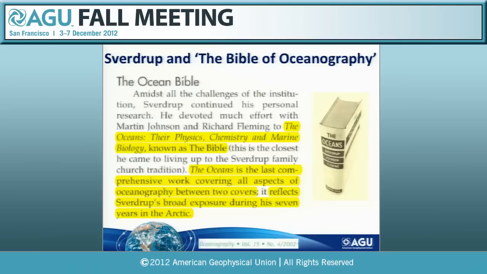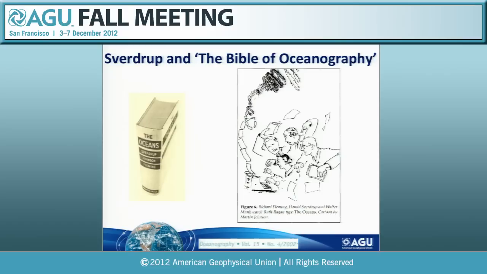He's known by many for the Bible of oceanography. That is his monumental work that he completed with Martin Johnson and Richard Fleming, called The Oceans, Their Physics, Chemistry, and Marine Biology. And of course, that also showed his holistic approach to ocean sciences. Here is a sketch of some of them dictating to the secretary who typed the manuscript, with the pages flying out of the typewriter into a nebulous space in which it was assembled into this great work.